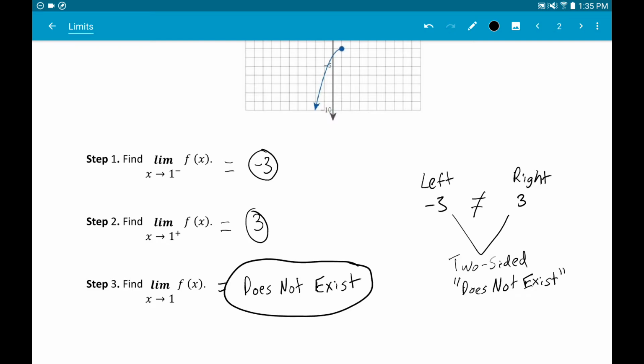On Hawks, you should see a little does not exist button that you can click on.